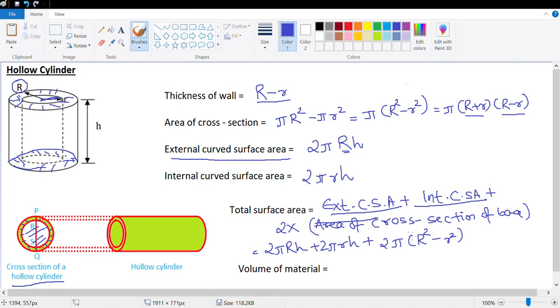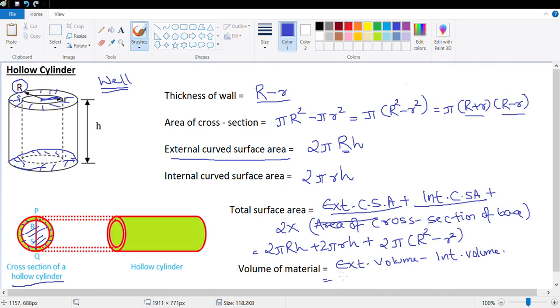Next one, volume of the material used would be equal to external volume minus the internal volume, because these kinds of questions will come when you're creating maybe a well, or a playground and you are creating a boundary out of it. So these are the questions where the hollow cylinder would be used. A hollow tube is a type of hollow cylinder. That's where this volume of material used would be used.